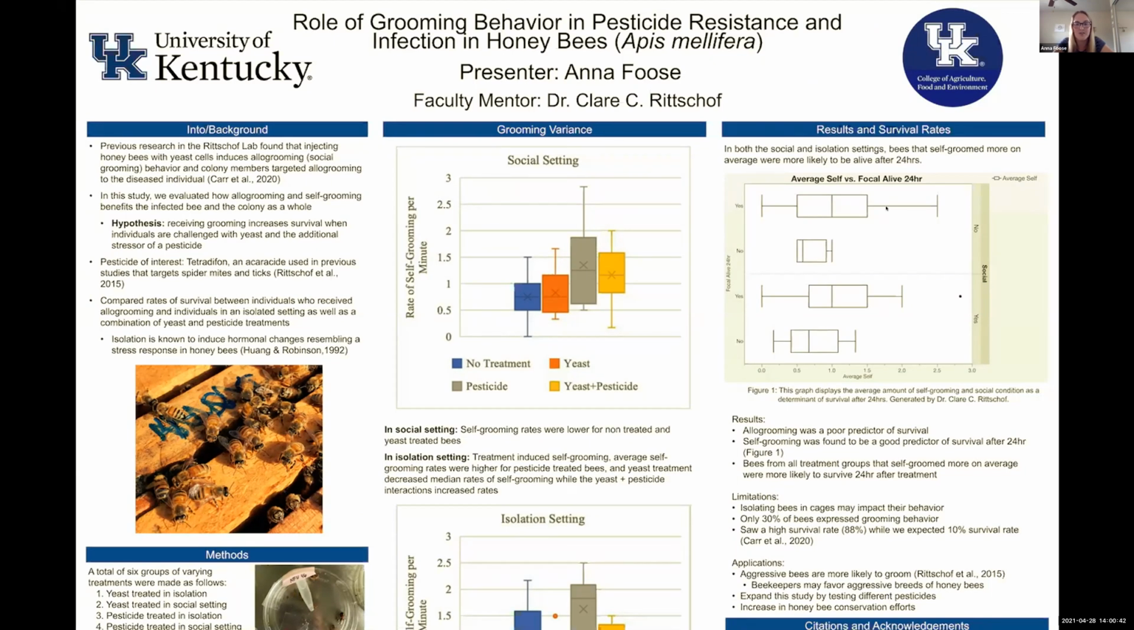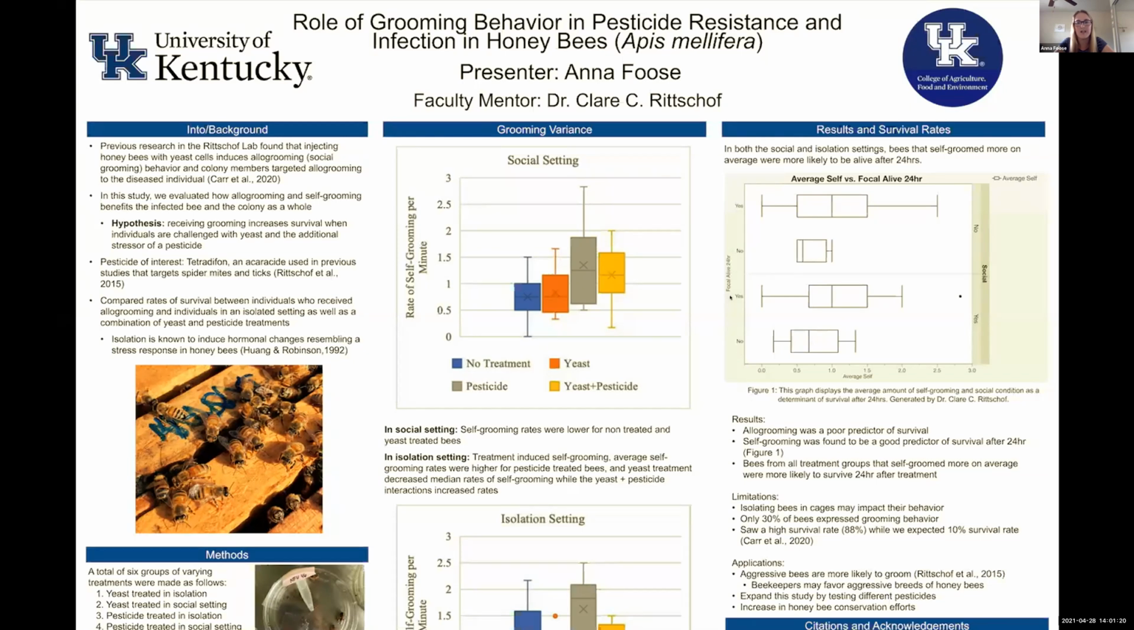So overall, we found that allogrooming was a very poor predictor of survival after 24 hours, but we did see connections between the amount of average self-grooming and saw that that was a pretty good predictor of if the bee was going to be alive after 24 hours. So in this graph on this side, we have if the focal bee, so the treated bee, was alive after 24 hours, either yes or no. And on this side, we have the social setting, so no for isolation and yes for the social setting. And then down here, we have the average rate of self-grooming.